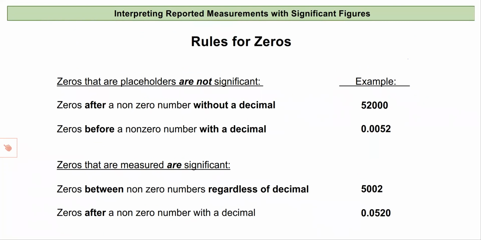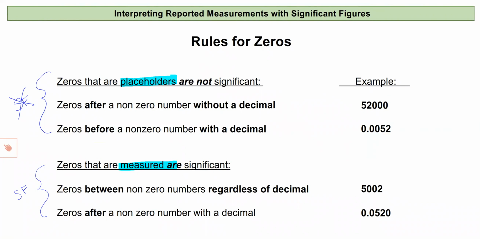Some zeros are placeholders, and they are not significant digits. And some zeros are measured, and they're part of our measurement, and so they are significant. So the zeros that are measured are going to be significant figures, and our zeros that are placeholders are not significant figures. Let's start with our placeholders and look at a couple of examples.